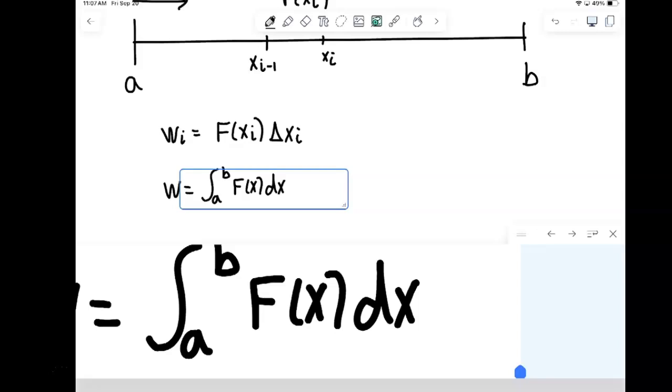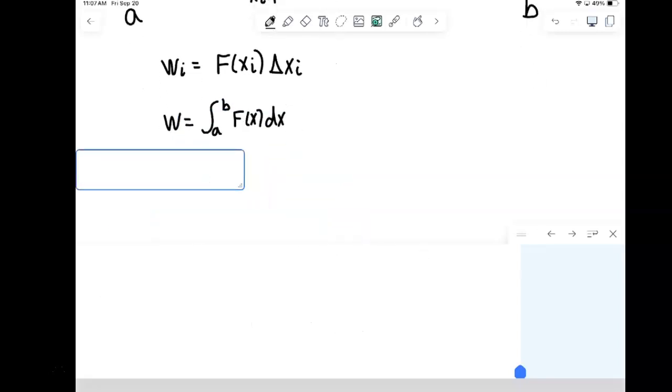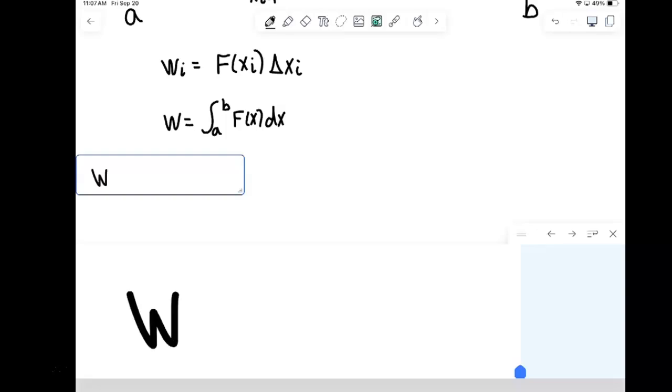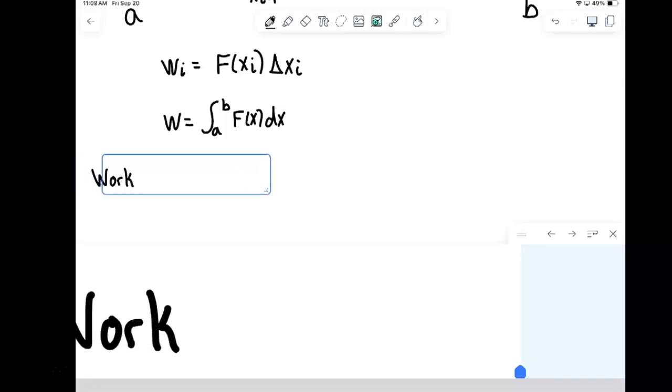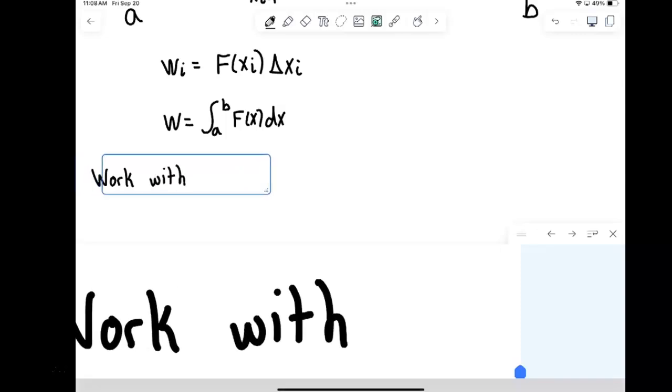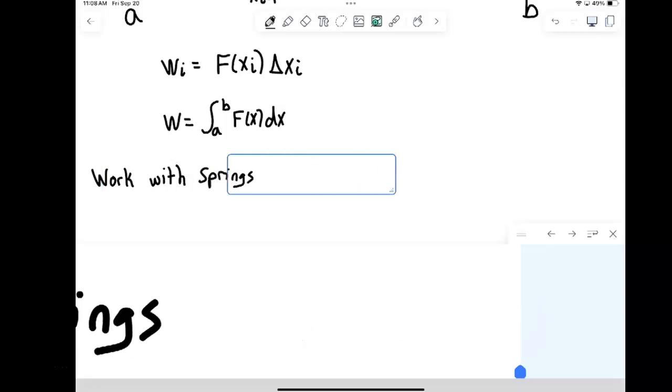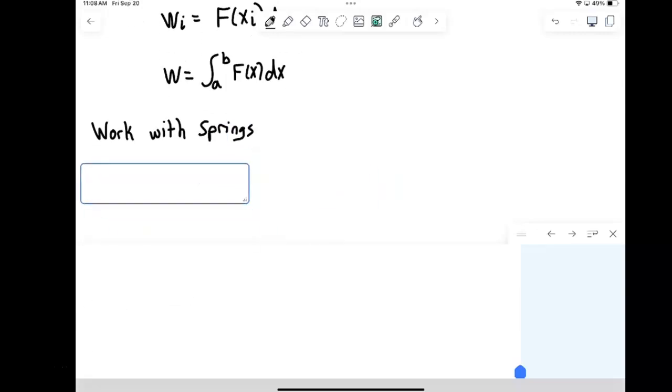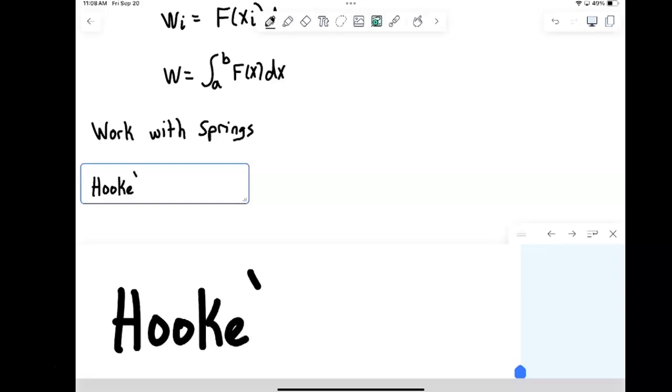Now, we're specifically going to look at work in terms of working with springs. So maybe you've done a little bit in a physics class with springs. And so that's what we're going to focus our attention on, is just springs. And so to do that, we need a result from physics known as Hooke's law.